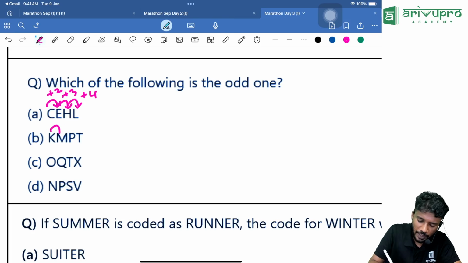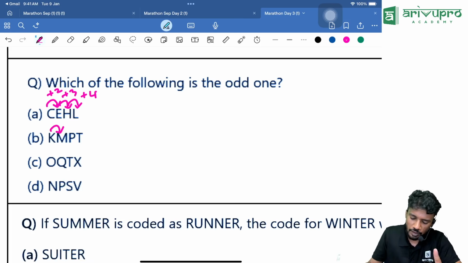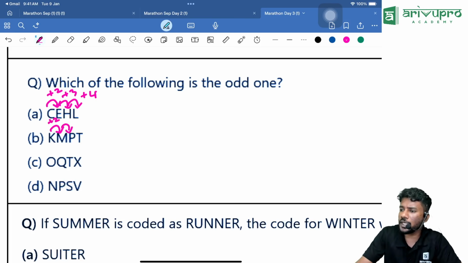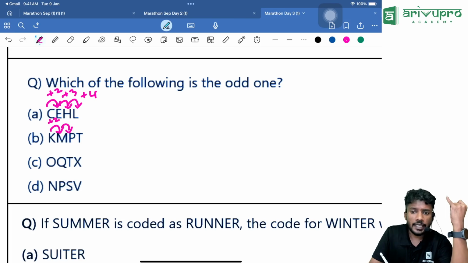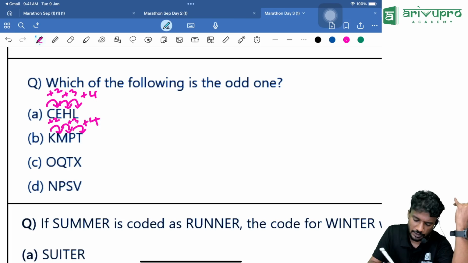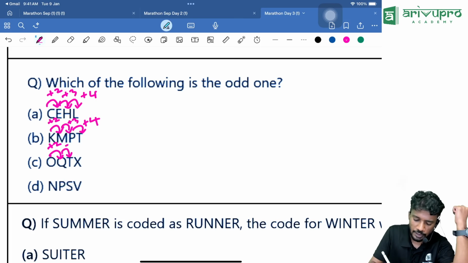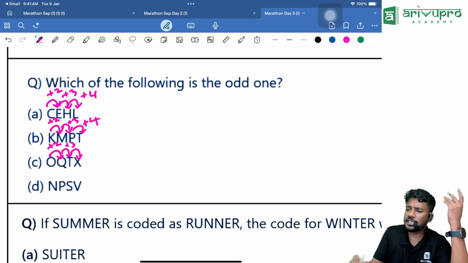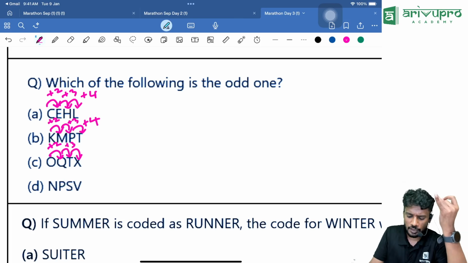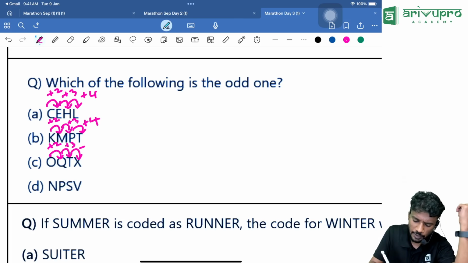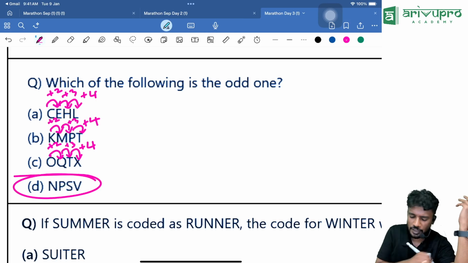We need to check whether the pattern is followed. Plus 2, plus 3, plus 4. K is becoming M. L, M, plus 2. M is becoming P. Plus 3, or? Yes. Plus 3. Then plus 4 is there? Yes. Then O is becoming Q. P, Q, plus 2. Q is becoming T. R, S, T. That is plus 3. T is becoming X. U, V, W, X. That means plus 4. So that means option D should be the answer.